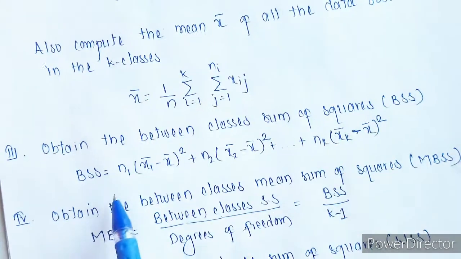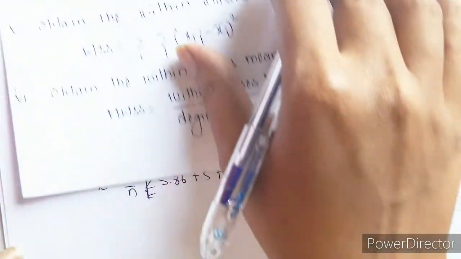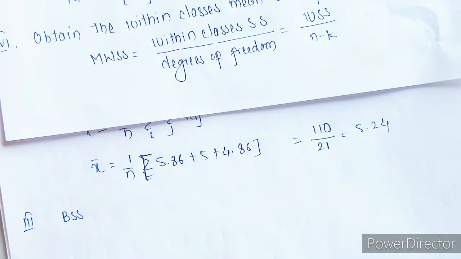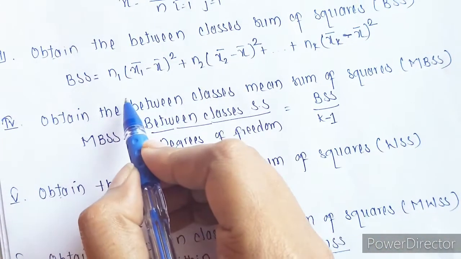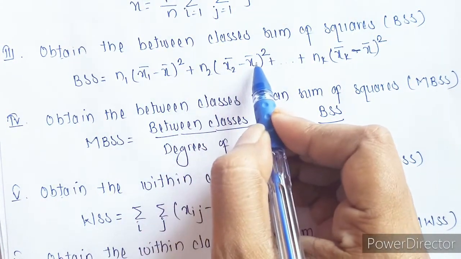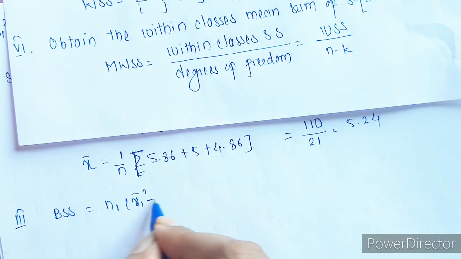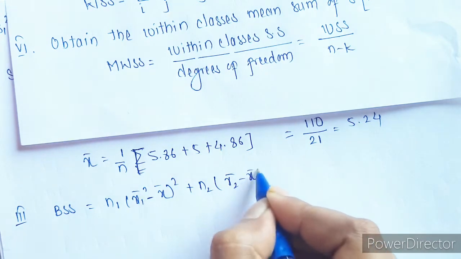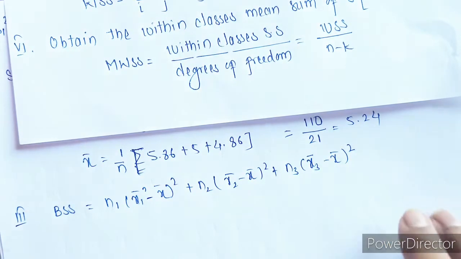Now next step, third step, we have to calculate sum of squares between classes. Okay, so we need to calculate our third step, sum of squares between the classes. It is denoted as BSS. The formula for BSS is given as n1 x1 bar minus x bar whole square plus n2 x2 bar minus x bar whole square and so on. Let me just copy this first. n1 x1 bar minus x bar whole square, n2 x2 bar minus x bar whole square, n3 x3 bar minus x bar whole square.